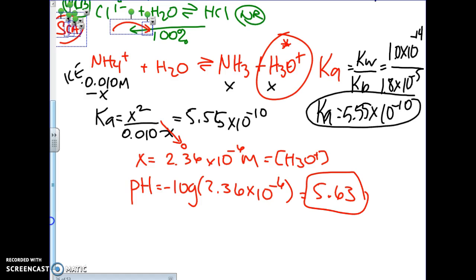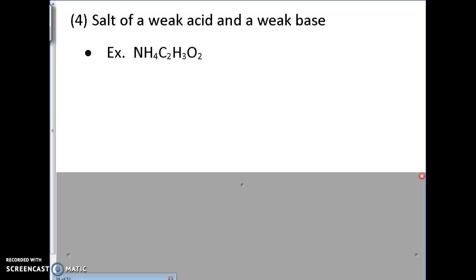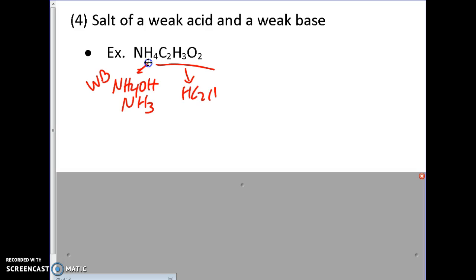So you've seen all the combinations so far. The one we've yet to consider is the combination of a weak and a weak, and let's verify that real fast. Ammonium comes from ammonium hydroxide or ammonia, which is a weak base, and acetate comes from acetic acid, which is a weak acid. So since neither is stronger, we cannot just assume what the pH is.